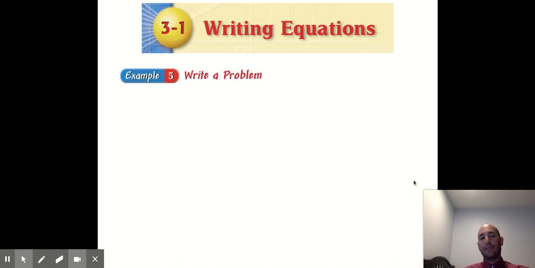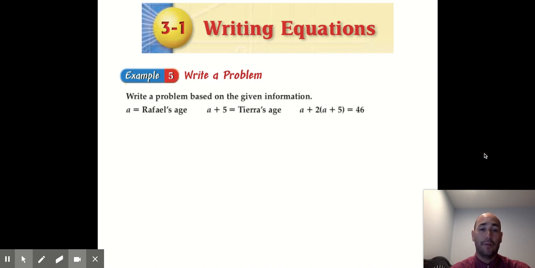Now, the last example is how you would use this to help you write a problem. So now we're going to go backwards. Take a look at this problem. It says, write a problem based on the given information. Raphael's age is equal to A. Tierra's age is equal to A plus 5. And then we have a third equation that says A plus 2 times the quantity A plus 5 equals 46. So we're going to write a problem based on this given information.